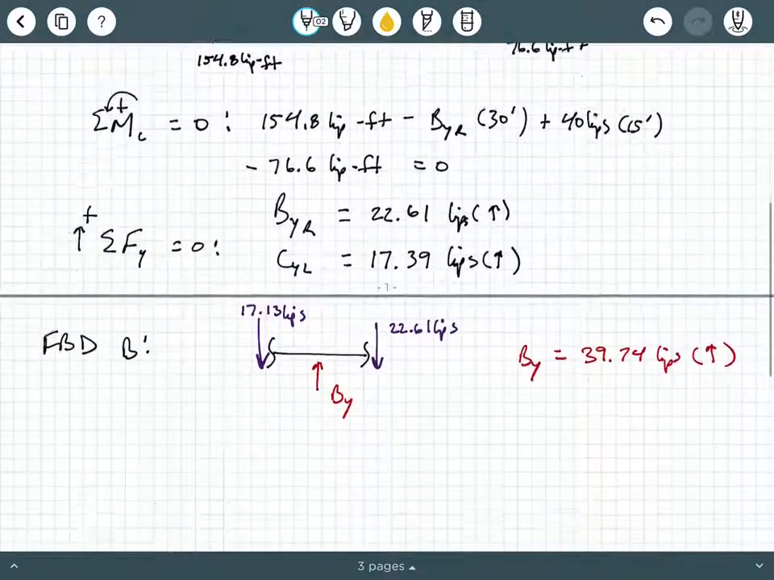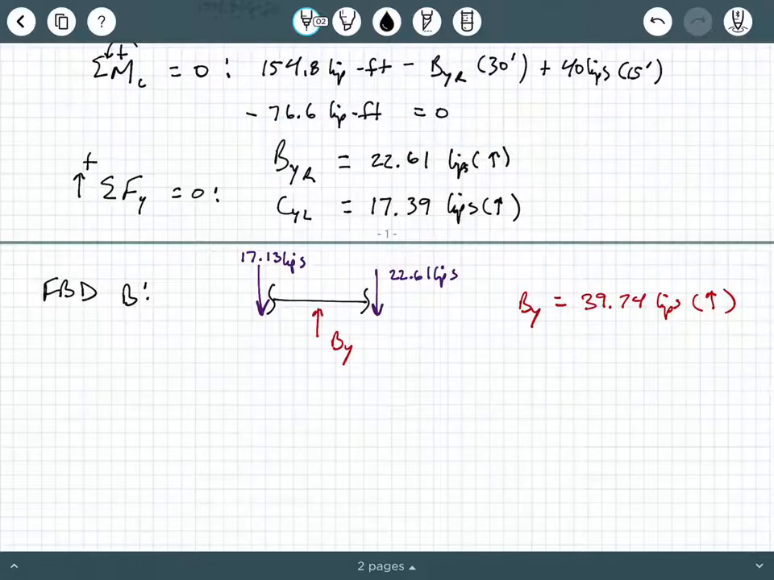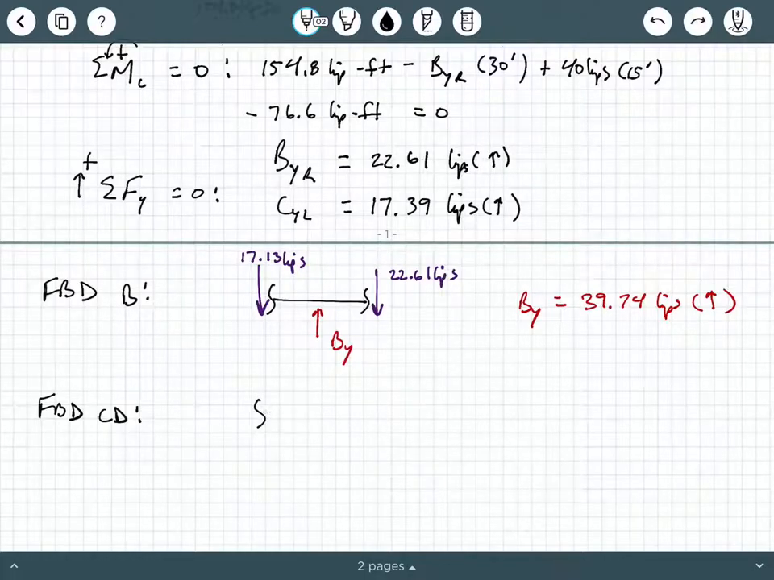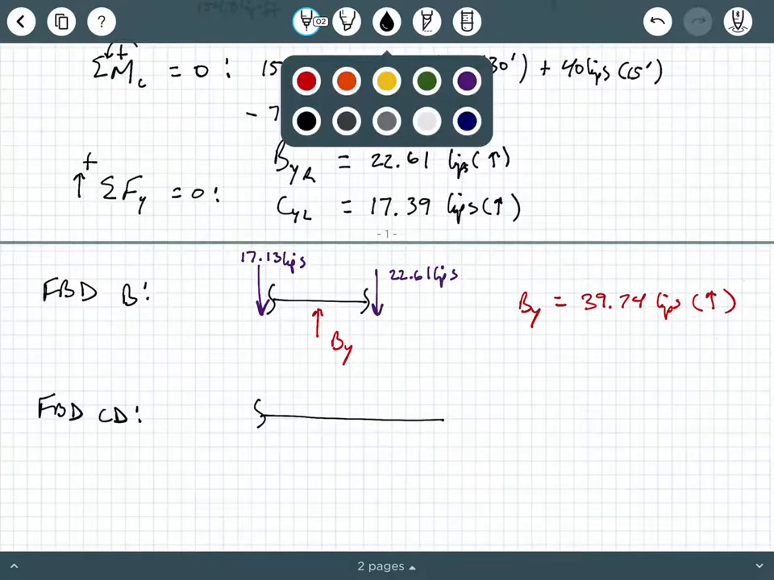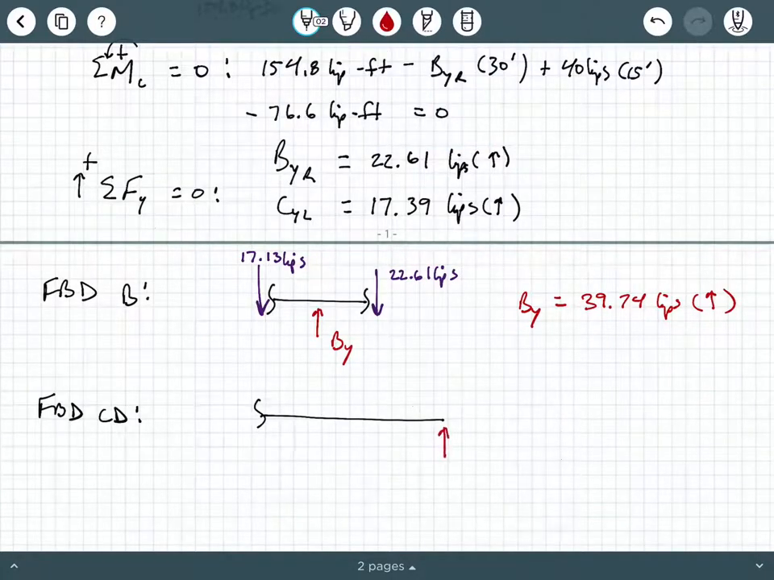And now moving on, we're going to look at a free body diagram of CD. FBD, CD. And when we do that, we have a cut here. It's an ugly member. Cut here. And we have our DY right here, and we have a CY.